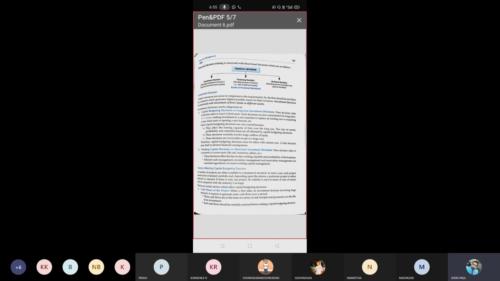So investment is either on our fixed assets: we may buy a new machine, or acquire a new one, or open a new branch. For all of this, what do we need? We need capital. Capital in the sense of investment. So such capital budget decisions are very crucial. Why crucial? They affect the earning capacity of the firm over the long term.